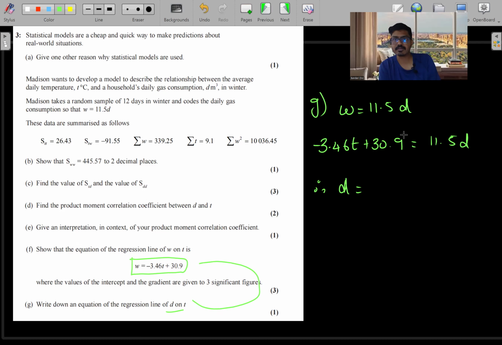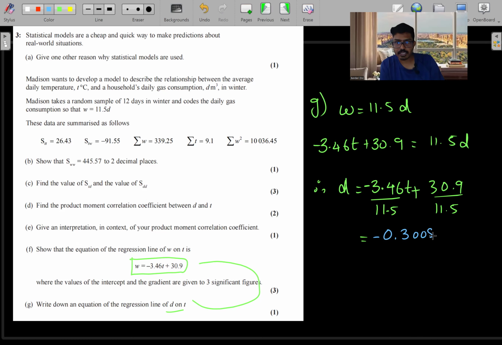So therefore, D is the subject. D is going to be minus 3.46 divided by 11.5, plus 30.9 divided by 11.5. If you divide with the calculator, which I have already done, it would be minus 0.3008 T plus 2.6869.